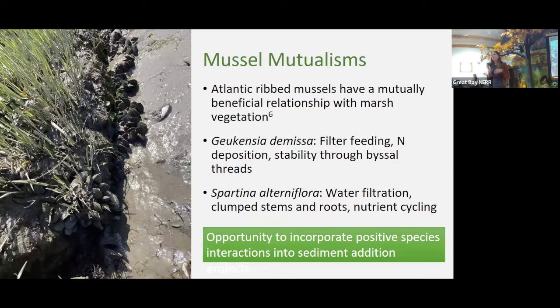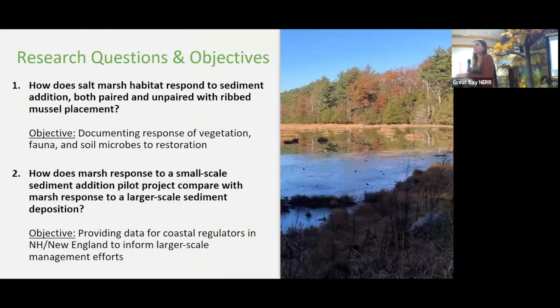One other area for future opportunity in sediment addition is incorporating positive species interactions, such as mutualistic relationships between the Atlantic ribbed mussel and marsh vegetation. Mussels filter feed the water passing through them and contribute to nitrogen cycling in a way that promotes vegetation growth. And they also stabilize sediments through their production of threads, which would be a very beneficial quality in sediment addition, as these added sediments could use additional stability.